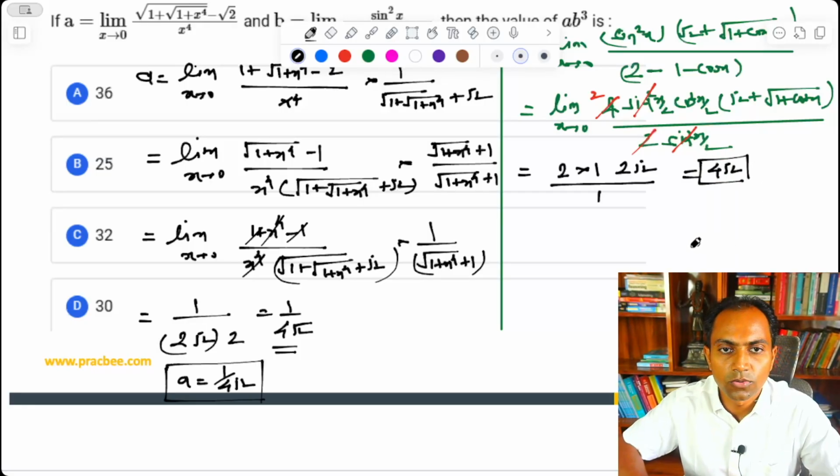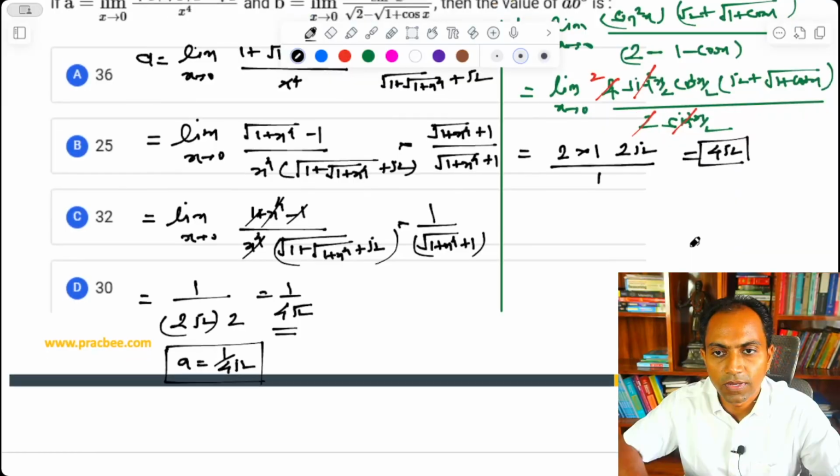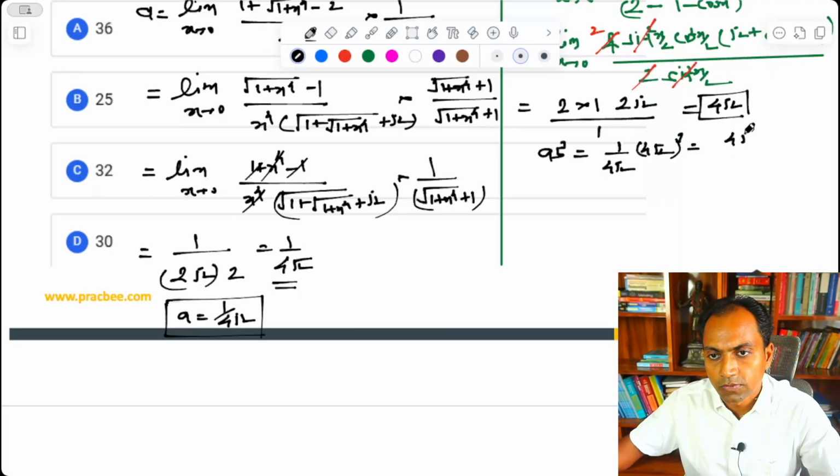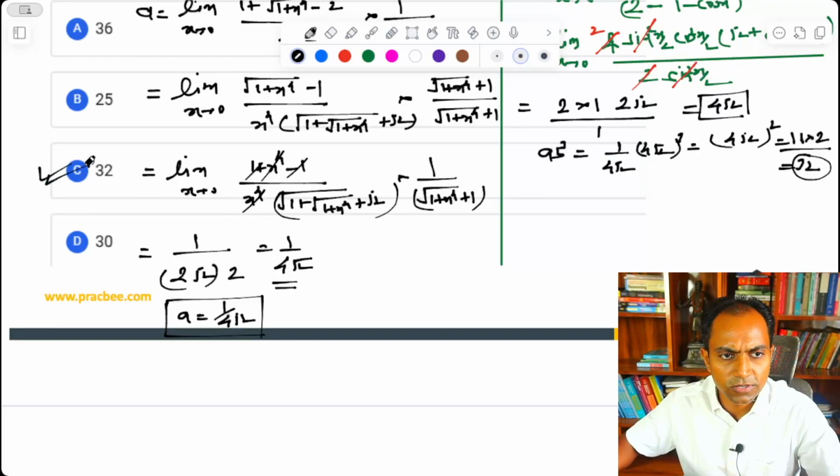Now let us look into the question. What they are asking is what is the value of a times b cube. So what will happen is if you multiply a times b cube, it will become 1 by 4 root 2 and 4 root 2 whole cube. So what we will get is 4 root 2 whole square. That would be 16 into 2 or 32. Let us check, option C matches.